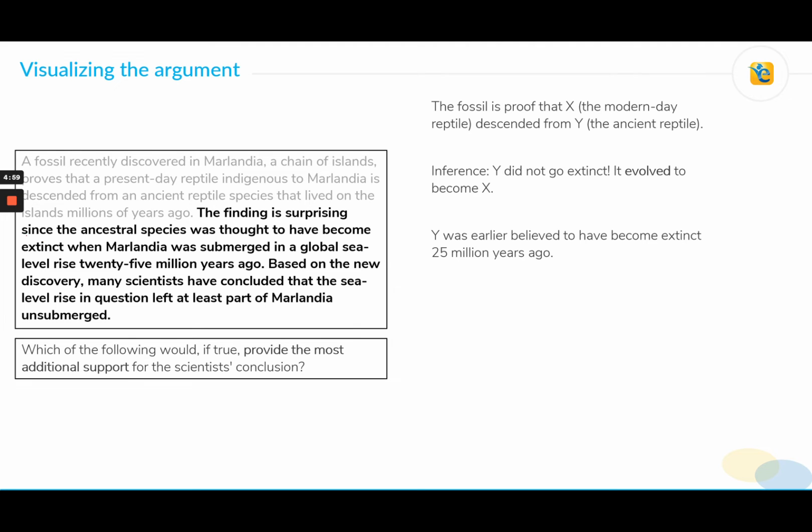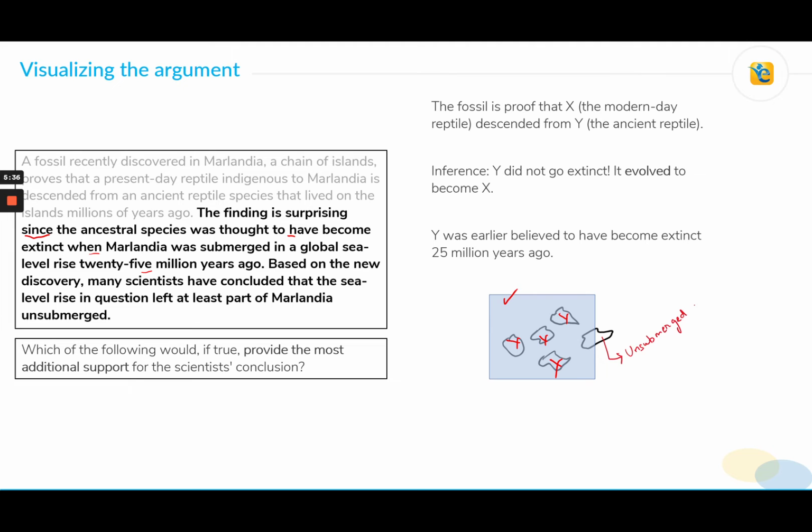Why is it surprising? Because this ancestral species was thought to have become extinct when Marlandia was submerged in a global sea level rise that happened 25 million years ago. Fundamentally, 25 million years ago, the sea level rose. Marlandia was believed to have been submerged at this point of time, and given that, the belief was that the species Y that used to exist here got wiped out, it became extinct. That was the earlier belief.